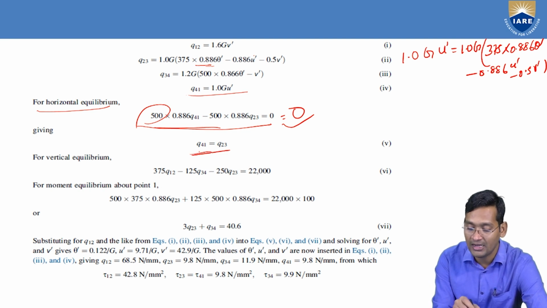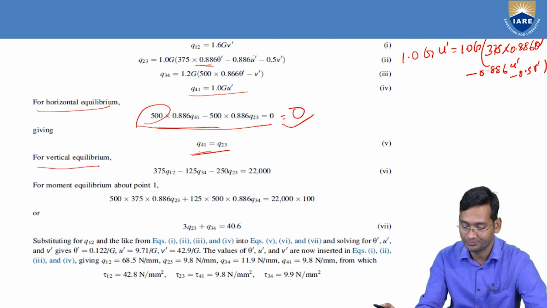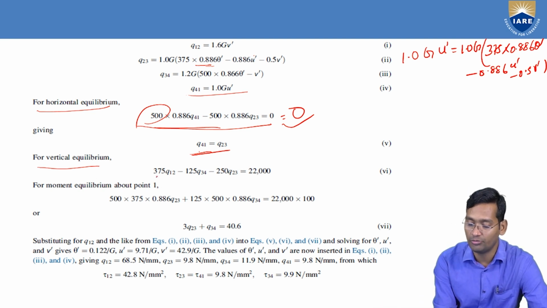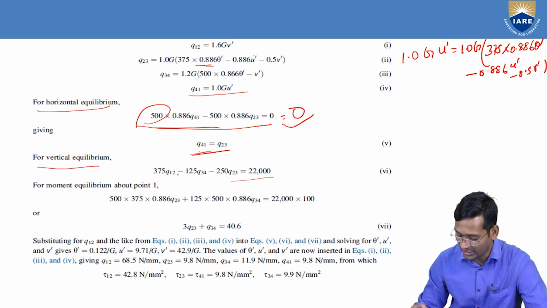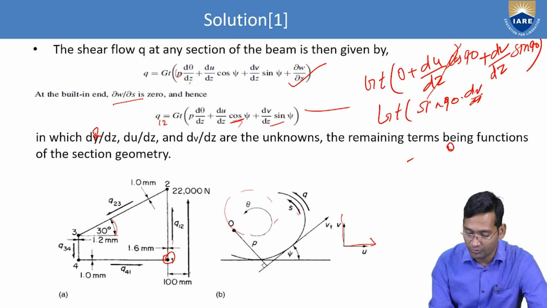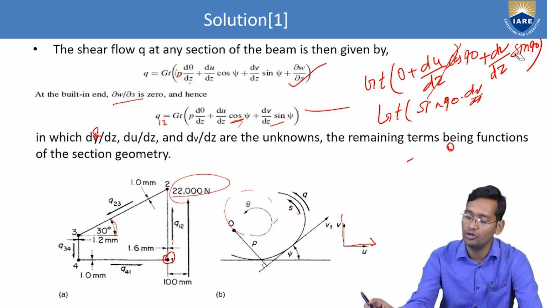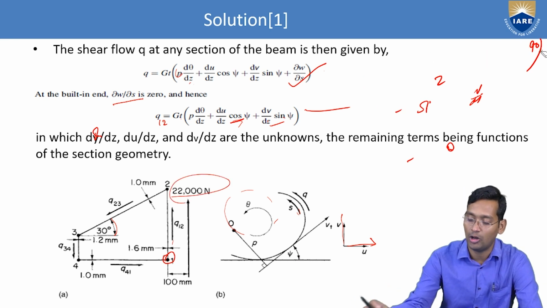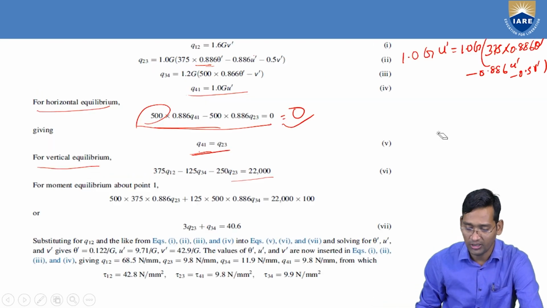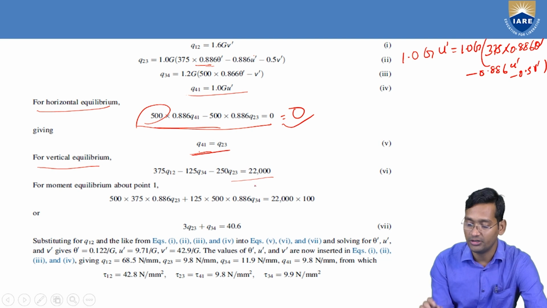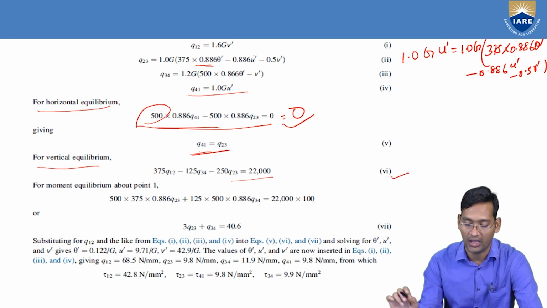Okay, so after simplifying what we will get? This one. And the next equation is for the vertical equilibrium. Okay, so for vertical equilibrium, all the vertical forces should be equal to whatever vertical forces are acting. So just see in the figure how much vertical force is acting. That is 22,000 Newton. So just equate all the vertical forces to 22,000 Newton. Now after equating we will get this equation. So now we have 6.